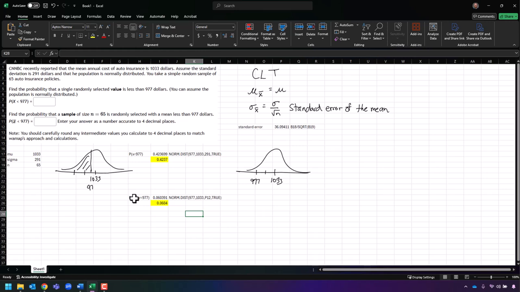So pay attention here. If we're dealing with a sample size and sample means, here x bar less than 977 versus just x less than 977, these change significantly with the central limit theorem. This is the central limit theorem as it applies to means, and I'm going to make another video discussing how the central limit theorem applies to proportions. So be looking for that as it comes out.